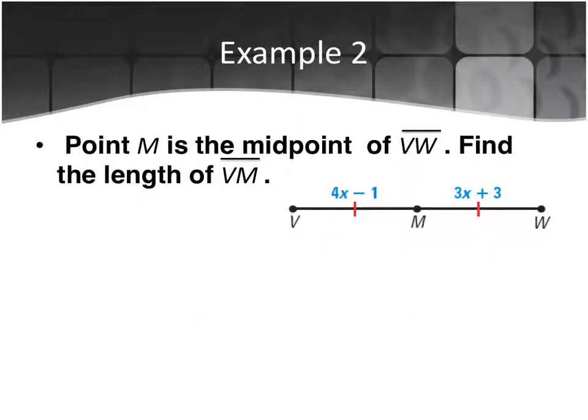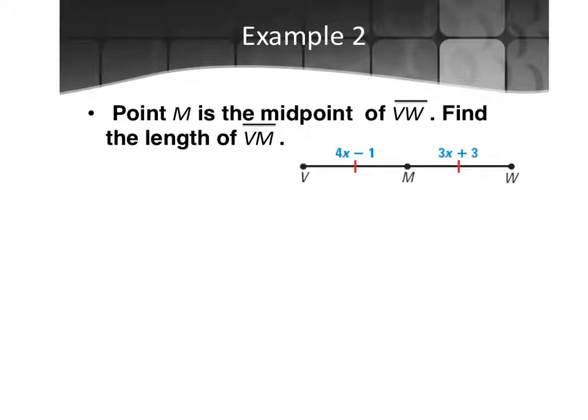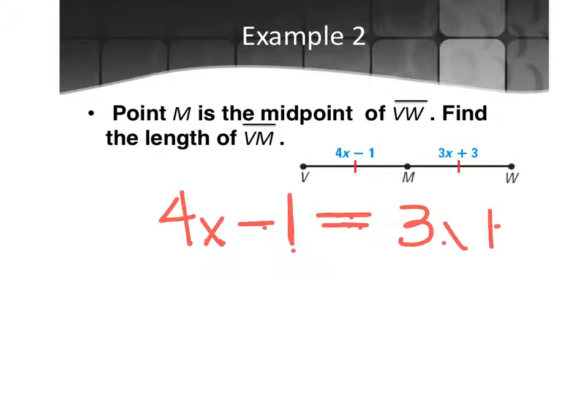All right, now we have a description and a picture. It's telling us that point M right here is the midpoint of segment VW. It wants us to find the length of only half of it, VM. How can I find the length of that piece of the segment? What am I going to do? 4x minus 1 equals 3x plus 3. Beautiful. Because we know that point M is the midpoint, I can set up an algebraic equation setting the two segments equal to each other. So I'm going to do 4x minus 1 and 3x plus 3.